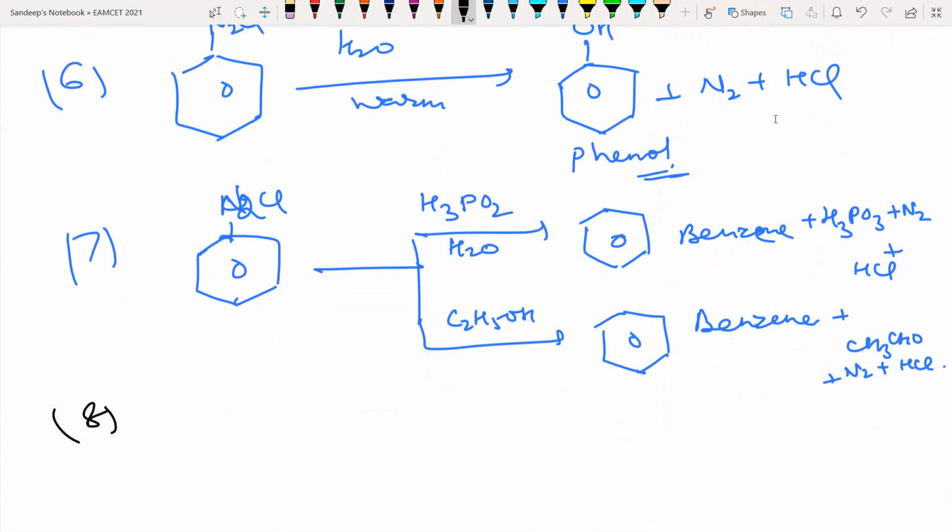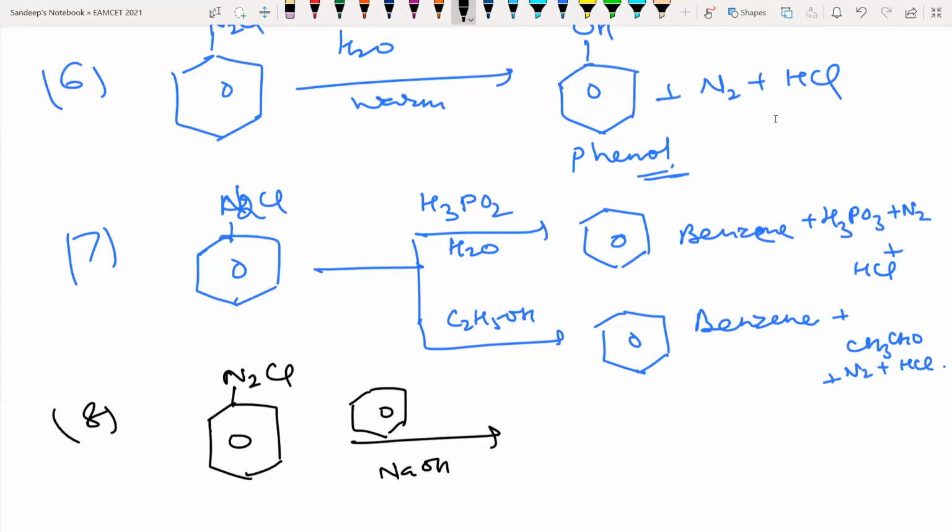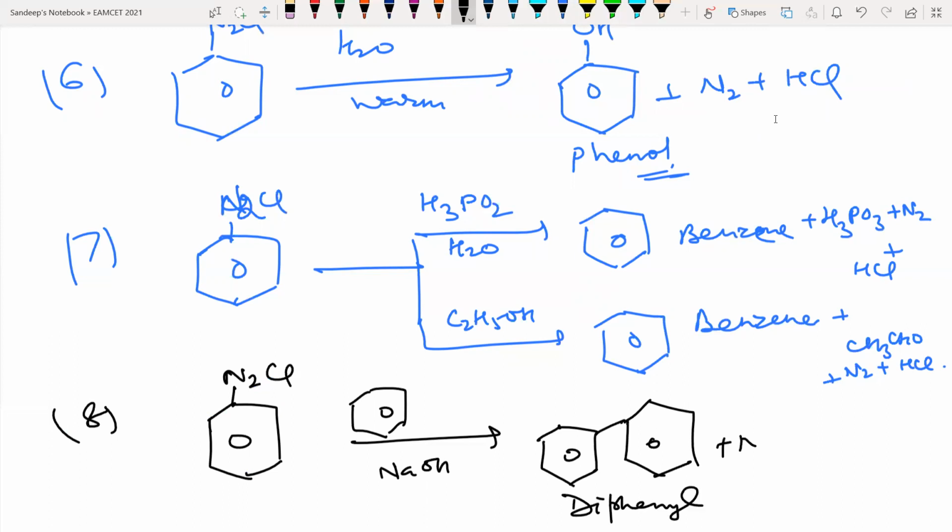Now coming to when benzene diazonium chloride is treated with benzene in presence of NaOH, then it forms diphenyl, or biphenyl, along with the release of nitrogen gas plus HCl. This reaction is called Gomberg-Bachmann reaction.